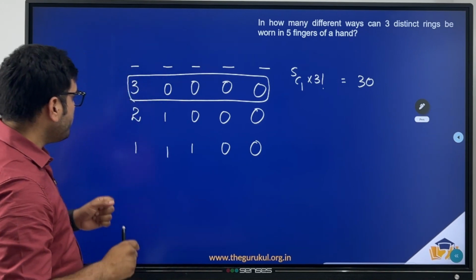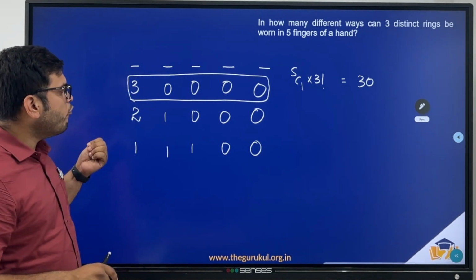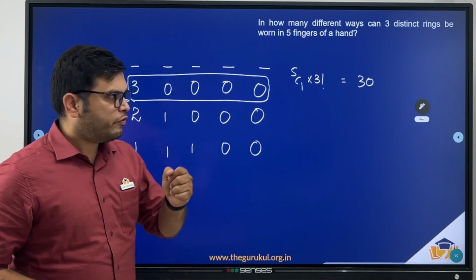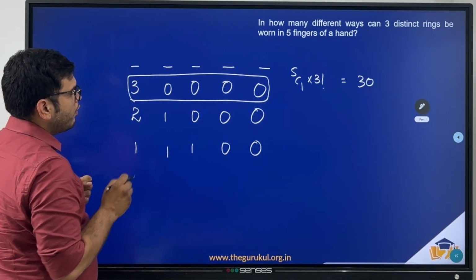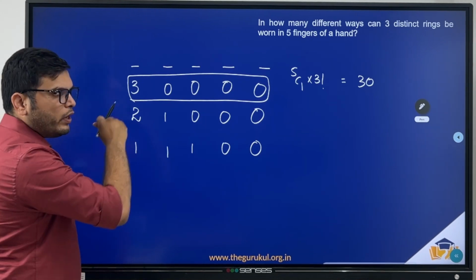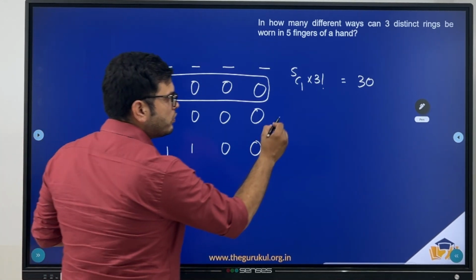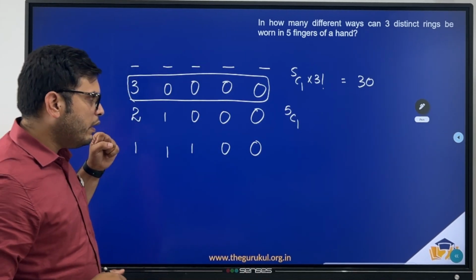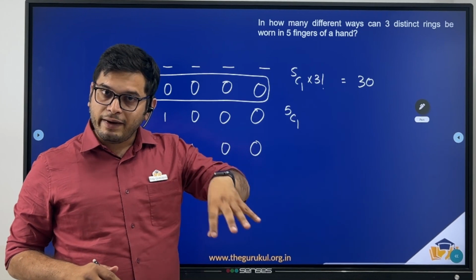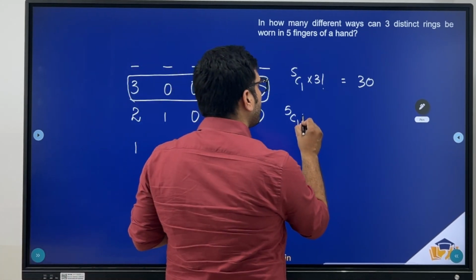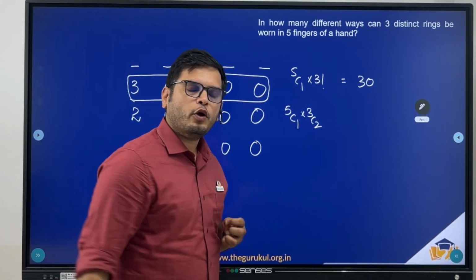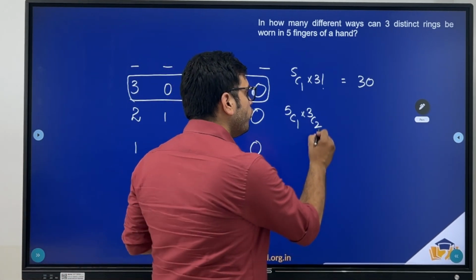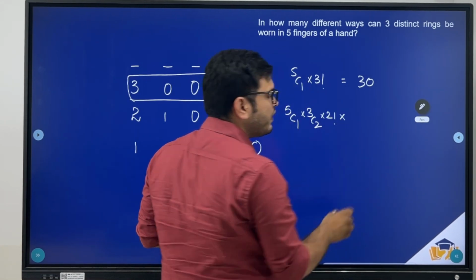Now coming to the second case, where you have 2 rings in one finger and 1 ring in one of the other fingers and no ring in 3 fingers. First let's select one finger, where we'll be putting 2 rings. That can be done in 5C1 ways. Now we have selected that finger. We have to select 2 rings from 3 different rings. That can be done in 3C2 ways. Now these 2 rings can be arranged in 2 factorial ways.